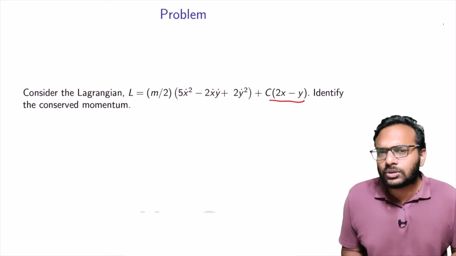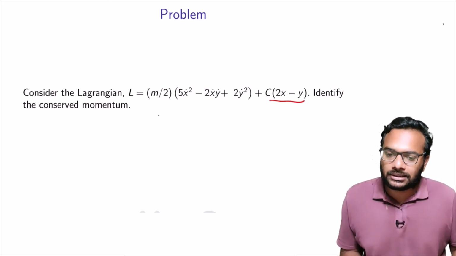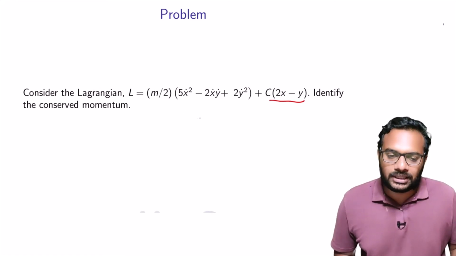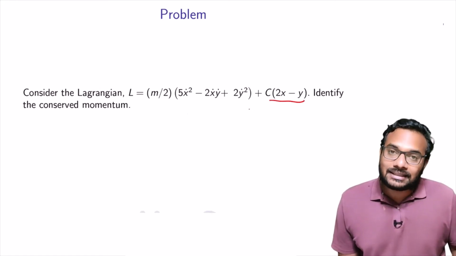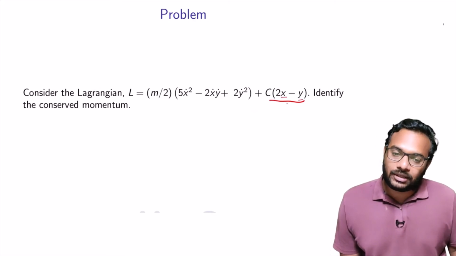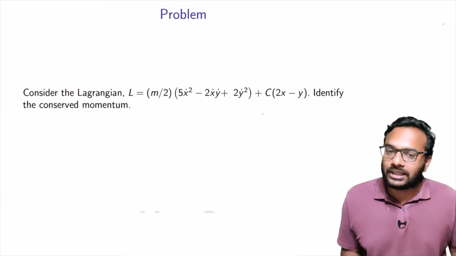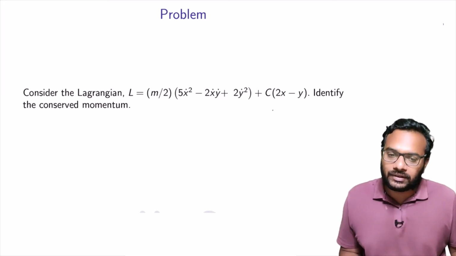Here it's not so obvious because there are no cyclic coordinates. We have got x and y coordinates, so the system is moving in the xy plane. But we don't have any cyclic coordinates. We have got both x and y here. So still we have to identify a symmetry here in order to find a conserved momentum. Now, how do we identify the symmetry?